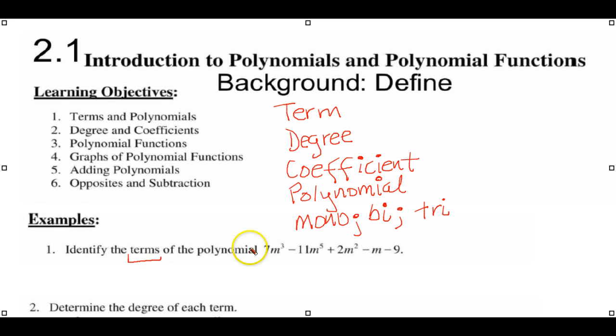Well, a term is something that is separated by either a negative sign or a positive sign. So if we were to count the number of terms in this expression, there's 1, 2, 3, 4, 5.